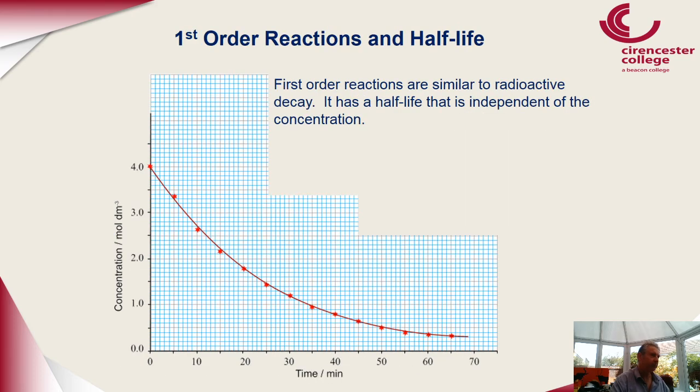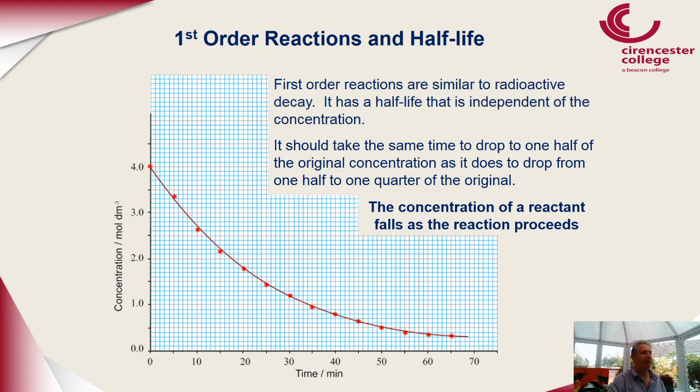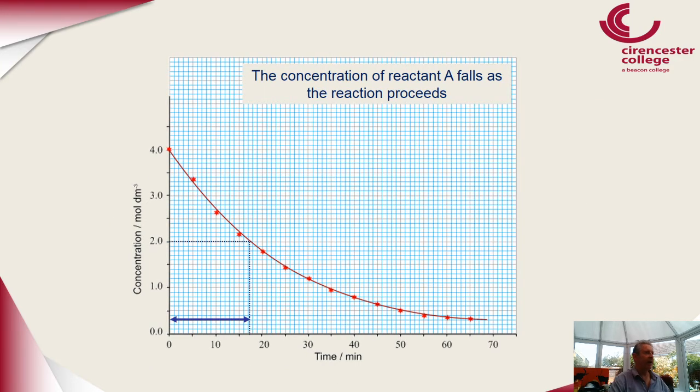So, first order and half-life. An example is radioactive decay. It will take the same time to drop to a half of the original concentration as it takes to drop to the next half. So half of a half is a quarter. It might take a certain amount of time to get to a half, and the same amount of time to get to a quarter, the same amount of time to get to an eighth, etc.